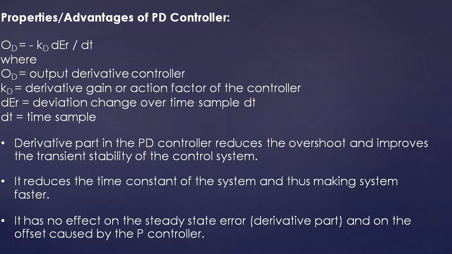The derivative part in the PD controller reduces the overshoot and improves the transient stability of the control system. It reduces the time constant of the system and thus makes the system faster. It has no effect on the steady state error, nor on the offset caused by the P controller.